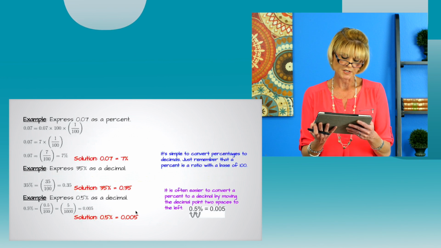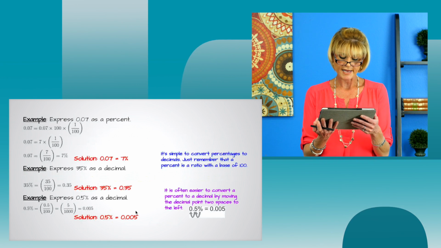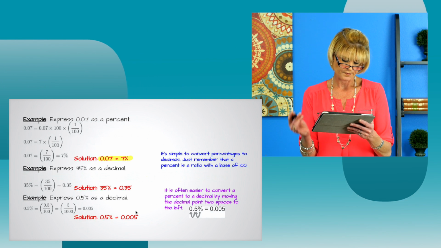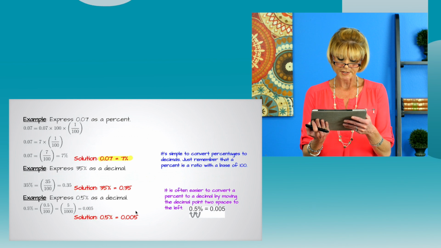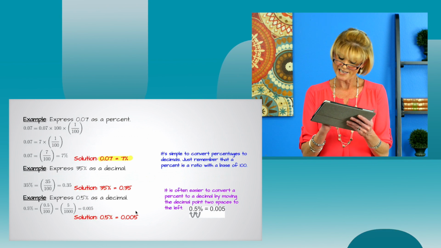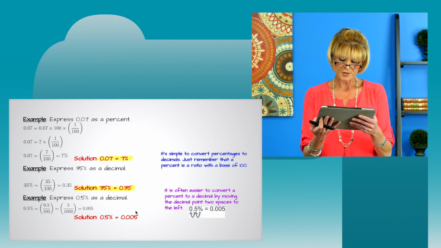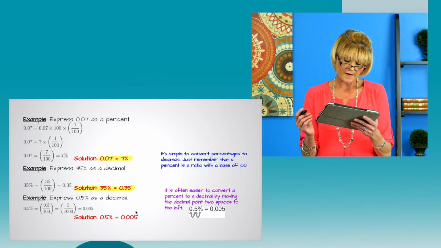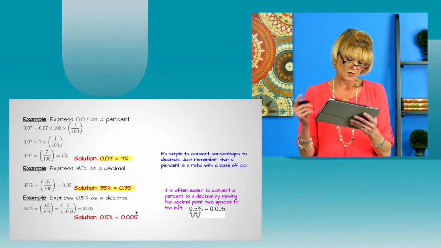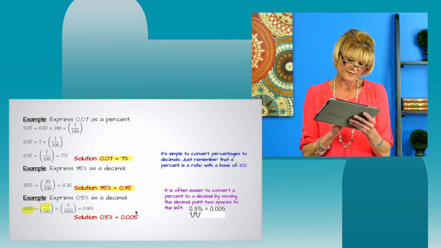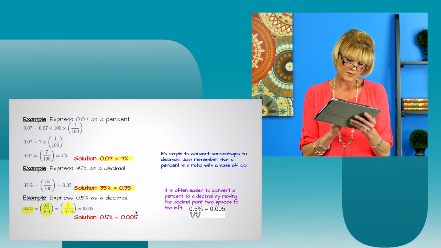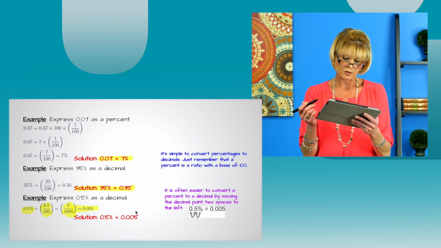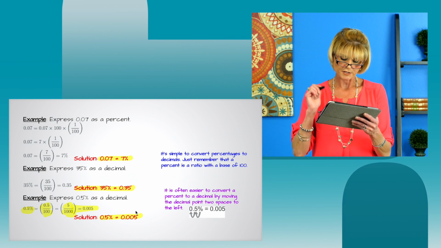Here's a couple other examples. Express 0.07 as a percent. Using the same steps, we get to 7%. Express 35% as a decimal. Using the same steps, we get 35% equals 0.35. Express 0.5% as a decimal. Again, 0.5% equals 0.5 over 100 equals 5 over 1,000 equals 0.005. Or the solution is 0.5% equals 0.005.